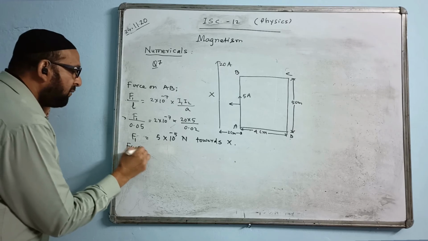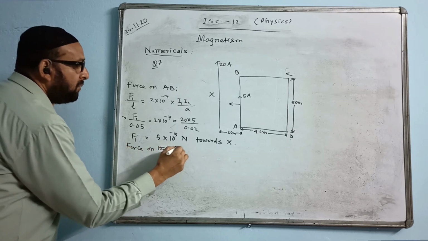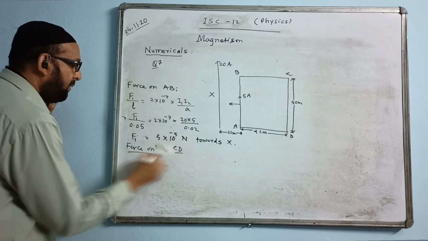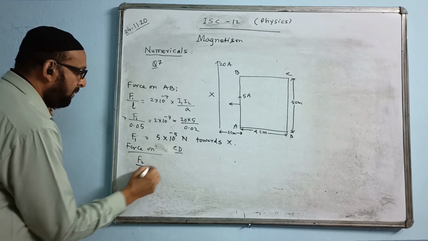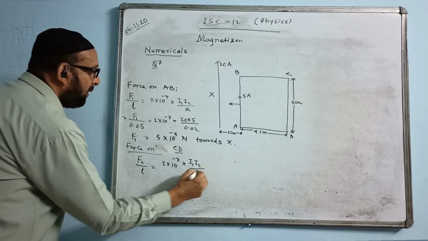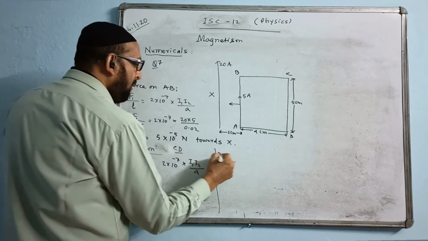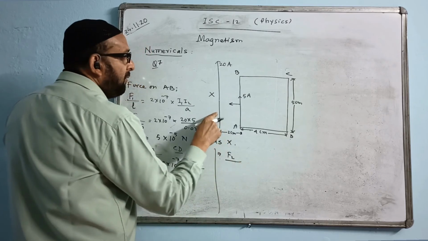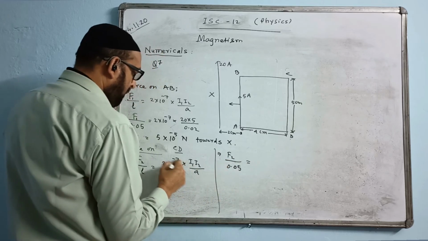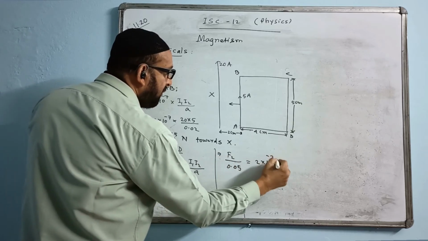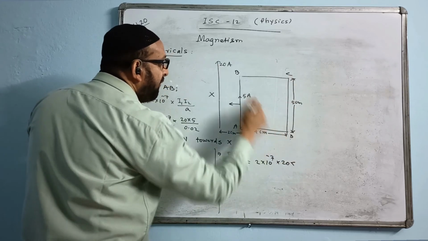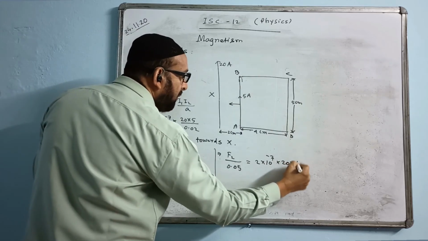Similarly, we will find the force on the other wire, force on CD. Next, another force, F2 by L, 2 into 10 to the power minus 7, the formula is the same, I1 I2 by A. Now I will calculate this value. F2: what is the length of this wire? Also the same, 0.05, 2 into 10 to the power of minus 7. I1 is again the same, 20. 5 ampere only will flow everywhere, into 5.